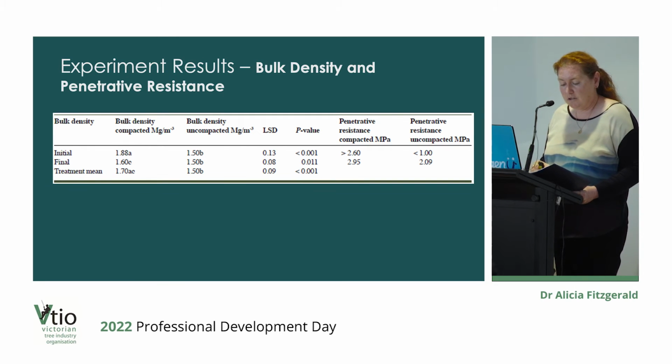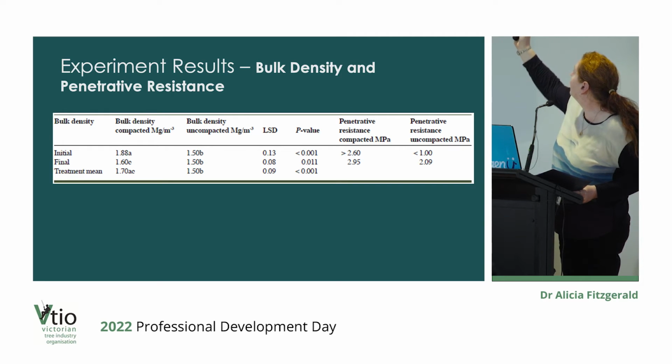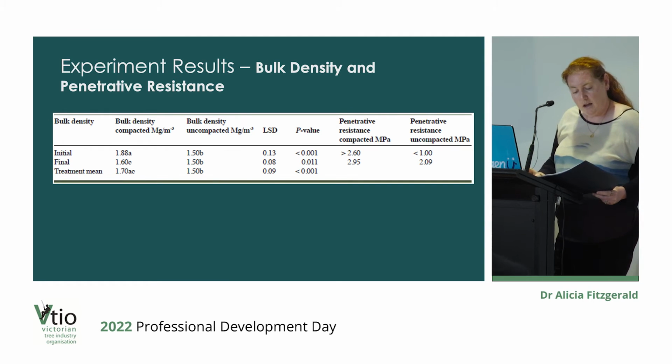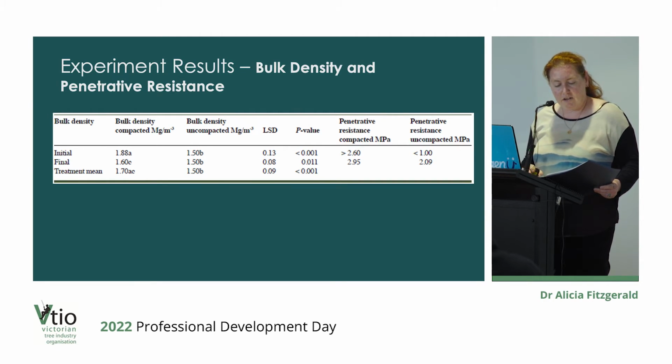For the penetrative resistance data, and that's shown at the side closest to me, there was a significant difference in treatments between the initial and the final tests. The resistance of the compacted soil, being 2.95, was significantly greater than that of the uncompacted soil, 2.09. As stated earlier, it's considered root limiting above 2 MPa.